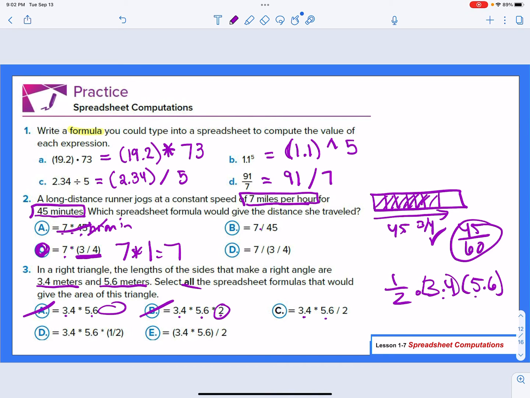3.4, 5.6 divided by 2. Well, order of operations says that I would do this first because of how it's written, left to right, and then dividing by 2. Dividing by 2 is the same as multiplying by 1/2, so that one's going to be okay. 3.4 times 5.6 times 1/2, that looks great. And then 3.4 times 5.6, this one does have the parentheses there like we did, and divided by 2, so it's the same. That's going to work as well.